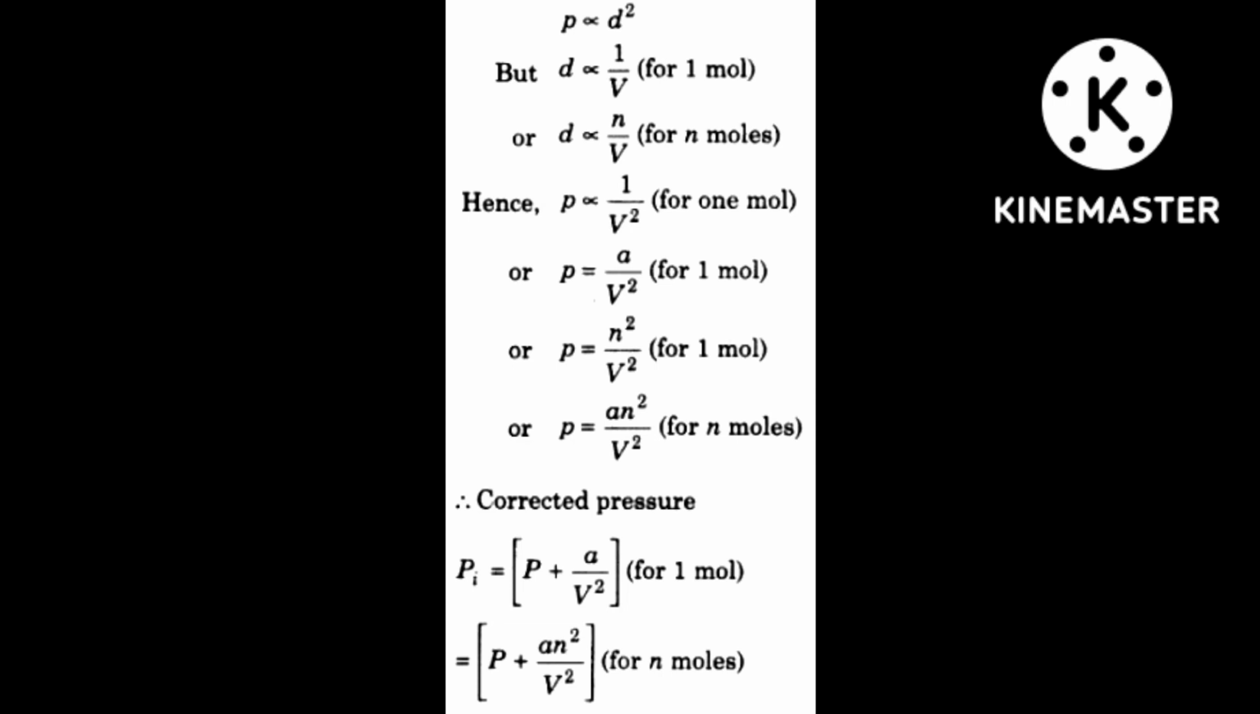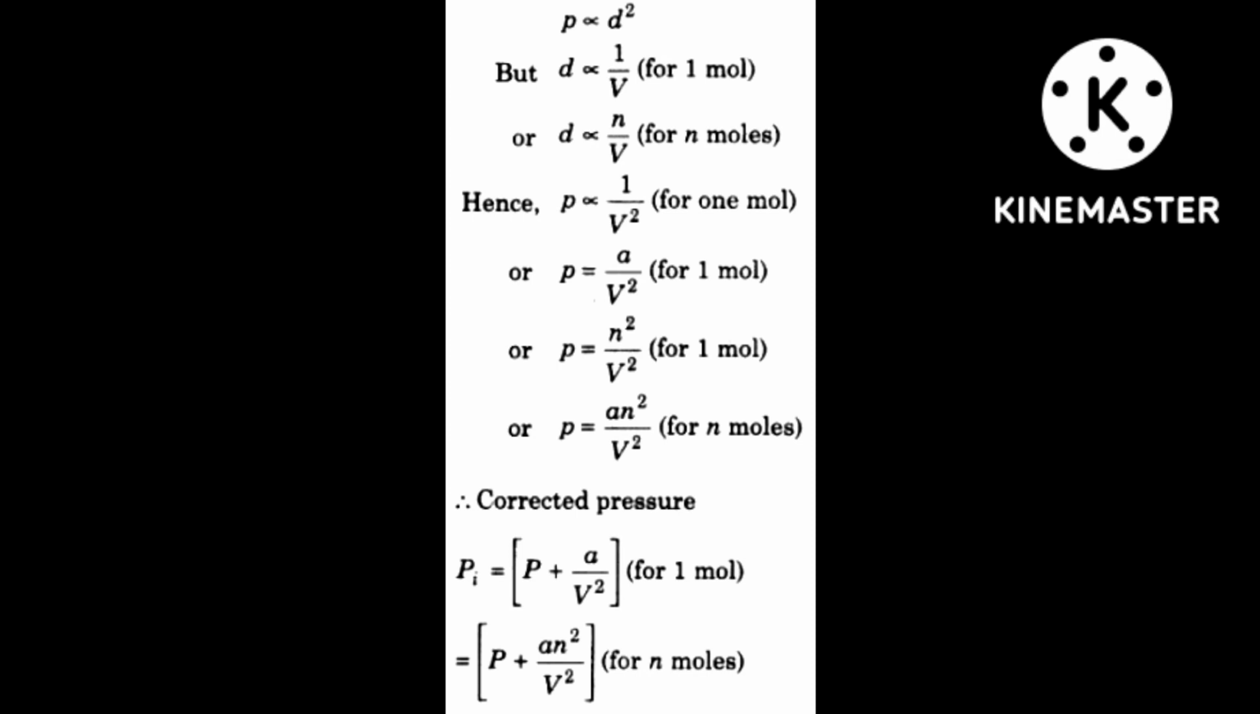Correct? But this small volume also depends upon the number of moles, whether less or more. If more, then more volume, less means less volume. That's why small n, suppose, is the number of moles. Then here also that volume depends upon n, directly proportional to n. That volume directly depends upon the number of moles.